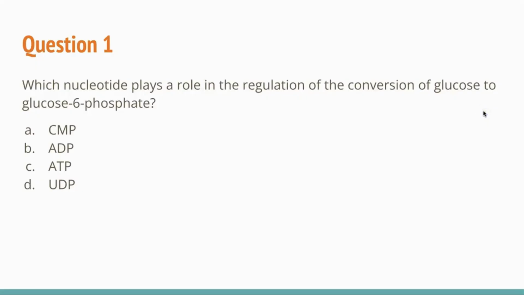And then I did want to go through some multiple choice questions just to practice what we've learned. So I'll just read them and then I'll go through the answers. Question 1, which nucleotide plays a role in the regulation of the conversion of glucose to glucose 6-phosphate? CMP, ADP, ATP, or UDP? If we think back to glycolysis and that first step, ADP is what regulates hexokinase transferring the glucose to glucose 6-phosphate.